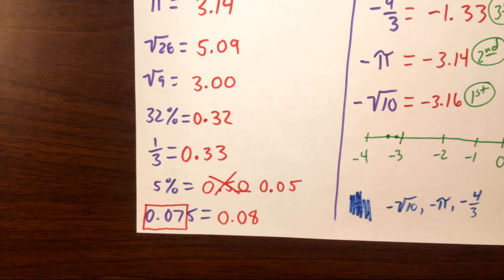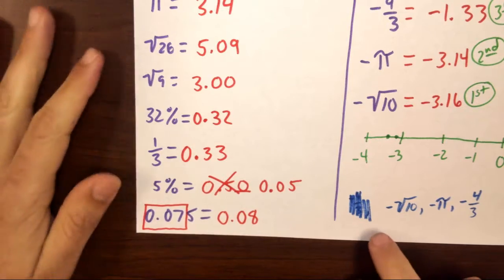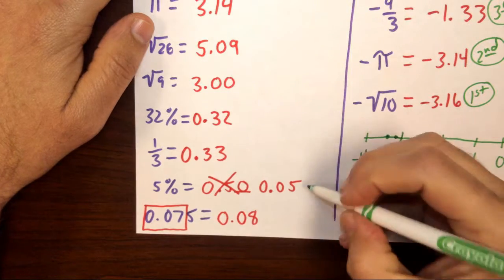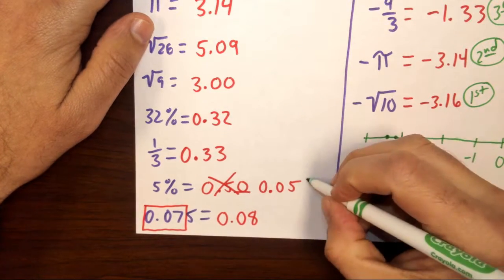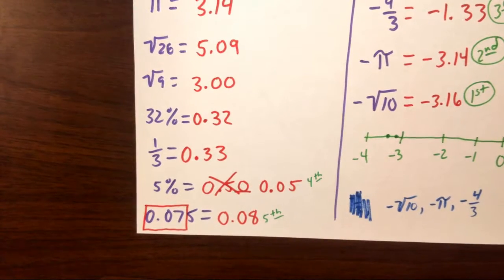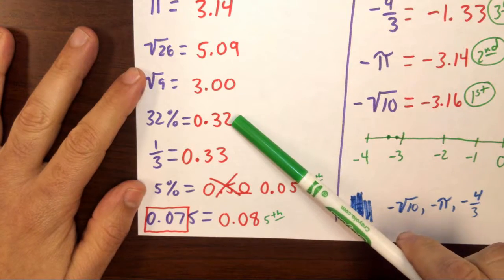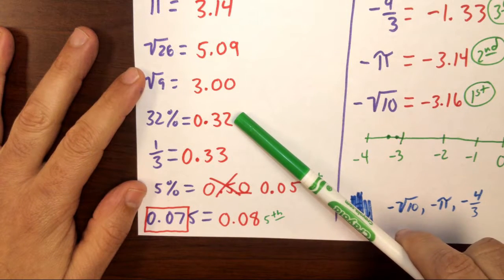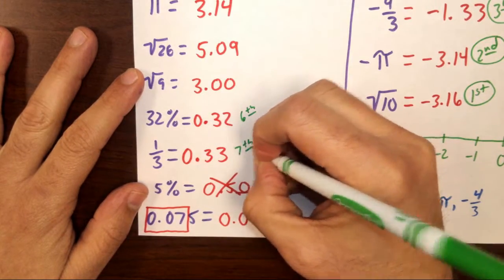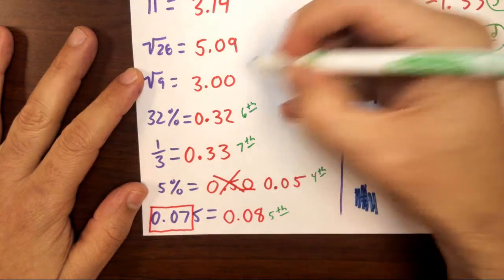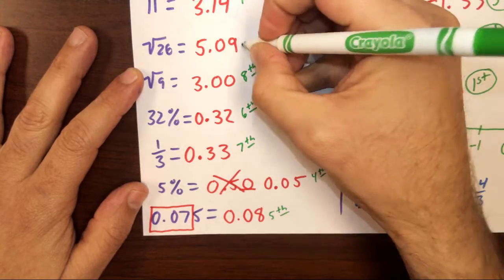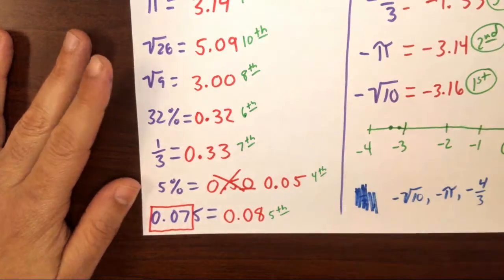All right, let's order these now from smallest to biggest. I've done the first three, so I'm going to pick it up with the fourth smallest number. I'm looking for the smallest number out of these. 5 cents, then 8 cents. So fourth, fifth. Okay, what comes next? 32 cents. I'm going smallest to biggest, least to greatest, so this comes next. Then 33 cents. $3. $3.14. And then $5.09.